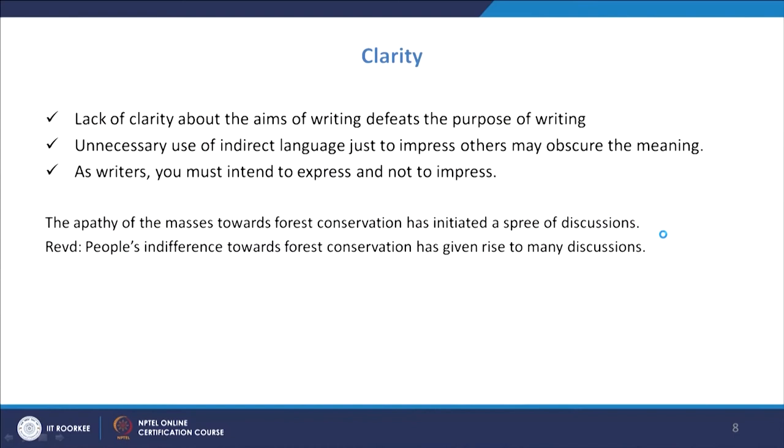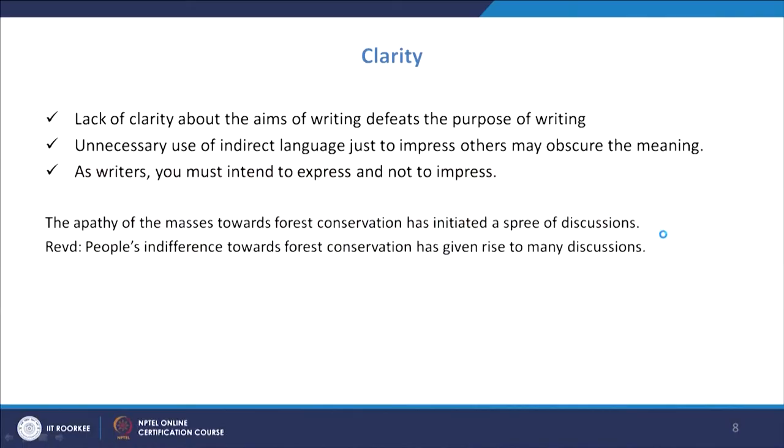For example, take the sentence: the apathy of the masses towards forest conservation has initiated a spree of discussion. Now, you will find here the message is not clear. Why? Because there are so many difficult words. Instead: people's indifference towards forest conservation has given rise to many discussions. If you plan like this, I think your written document will become clear.